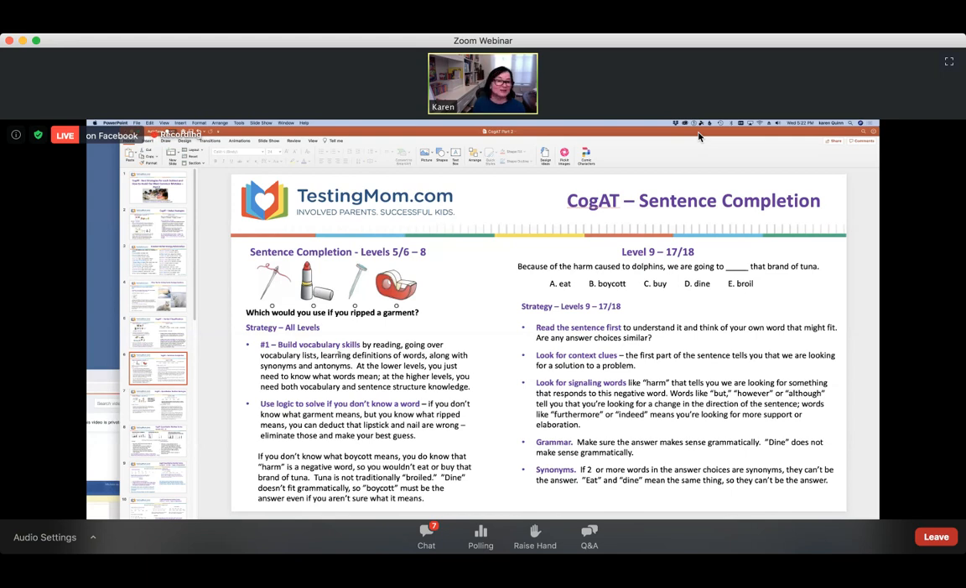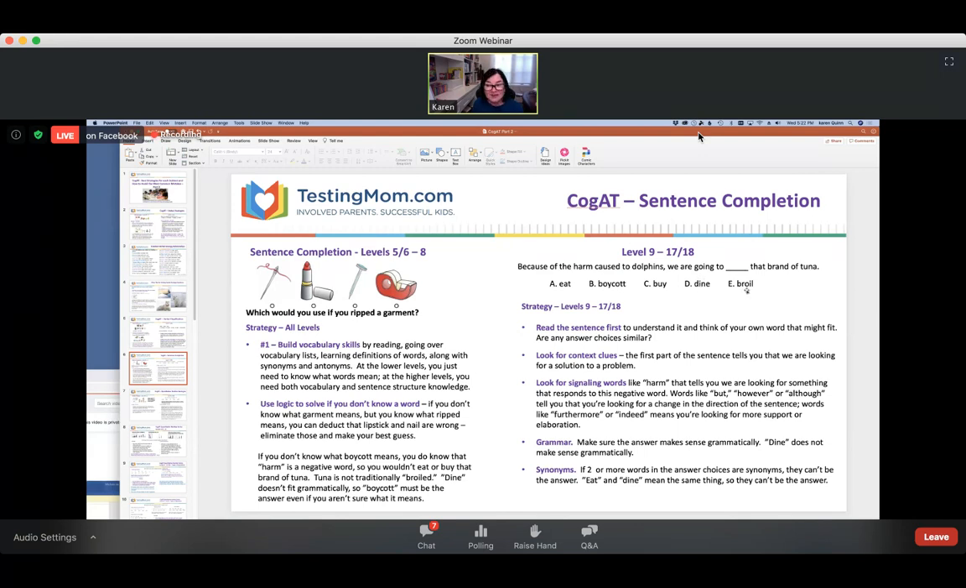What you can do is make your best guess when you don't know every word in a sentence. In something like this sentence, let me read it real quick: Because of the harm caused by dolphins, we are going to blank that brand of tuna. Let's say you see all these words here, but you don't know what boycott means. You know that "we are going to dine that brand of tuna" does not make sense grammatically.